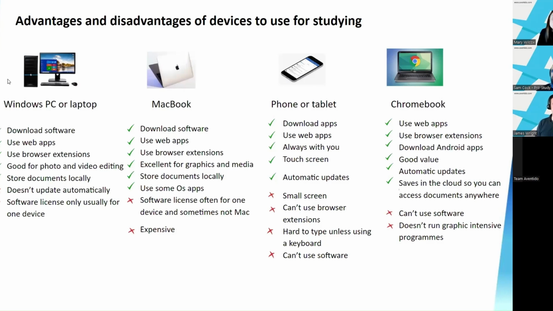On those sort of devices, you download software onto them, but you can also use web apps and browser extensions on them, and they're very good if you like to edit photographs and videos a lot, all the multimedia stuff. You can also save all your documents onto that machine, and people like to do that because traditionally that's what you did. You had a computer and you saved everything on there, especially when there was no internet. That's all you could do, isn't it?